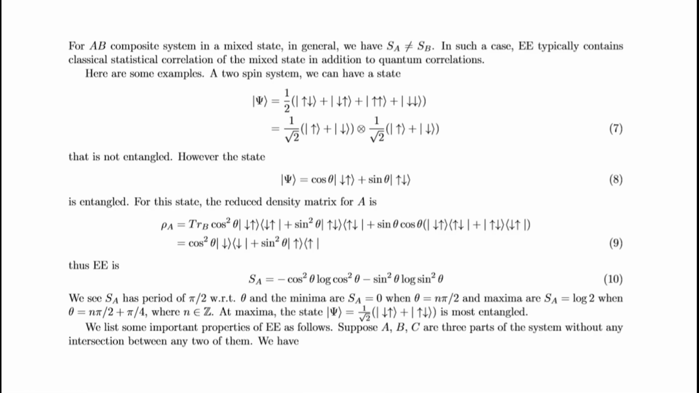For an AB composite system in a mixed state, in general we have S_A not equal to S_B. In such a case, entanglement entropy typically contains classical statistical correlation of the mixed state in addition to quantum correlations.